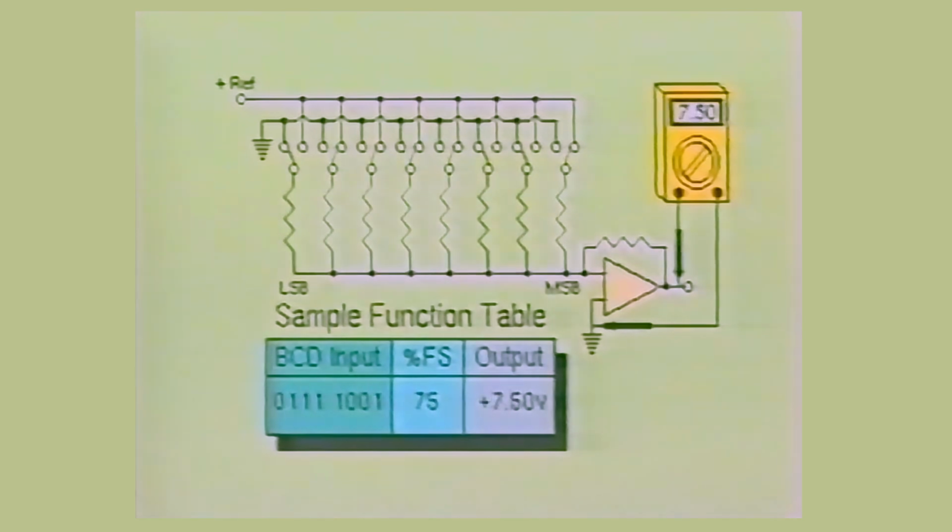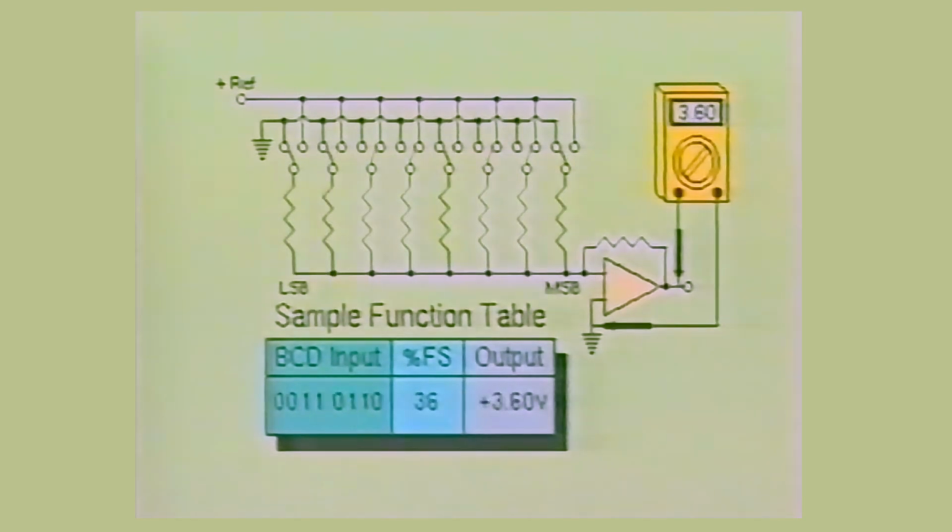The full-scale output voltage of this circuit is 10 volts, and the binary input code of this circuit is in the BCD format. As you recall, the BCD format only allows digits 0 through 9 to be expressed. Therefore, the percentage of full-scale voltage represented by this circuit can only be 99%.